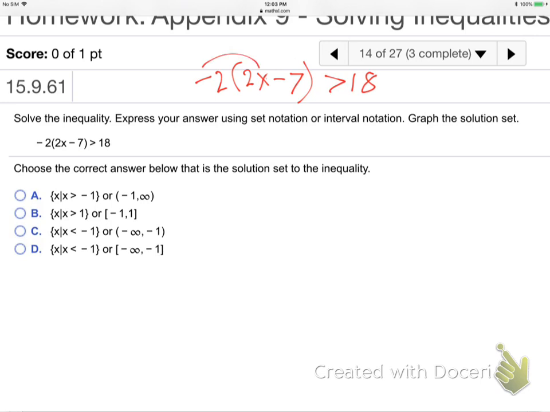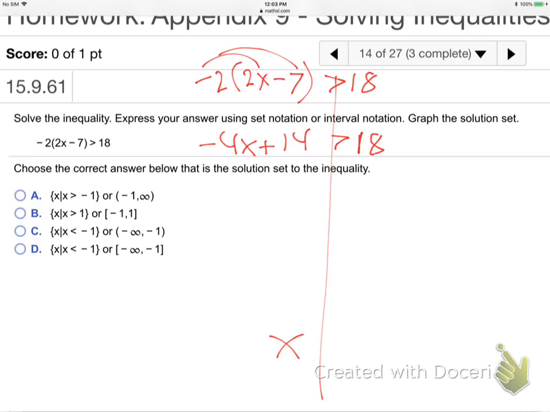Boom, boom. So minus 4x plus 14 greater than 18. Good so far. So what's next? If it helps, you can put a wall in, separate. X is saying I want to be alone. That's what X is always saying. I want to be alone.